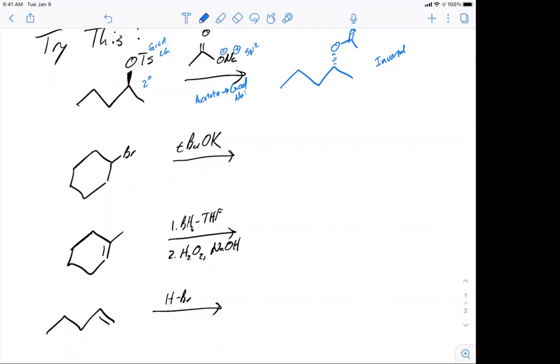Yes, I have a quick question. Wouldn't you also get the retention? Not in an SN2, right? In an SN2 process, you only get inversion. And so with this being secondary with a good nucleophile, I would expect this only to favor the SN2 reaction.